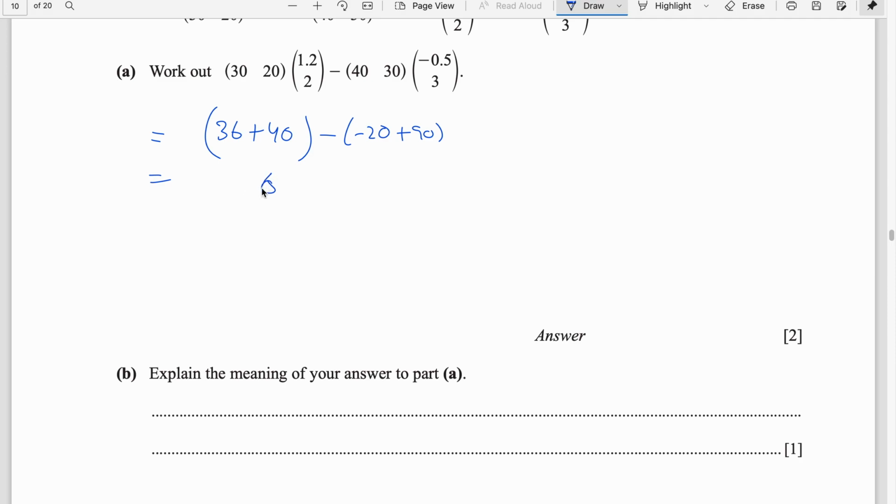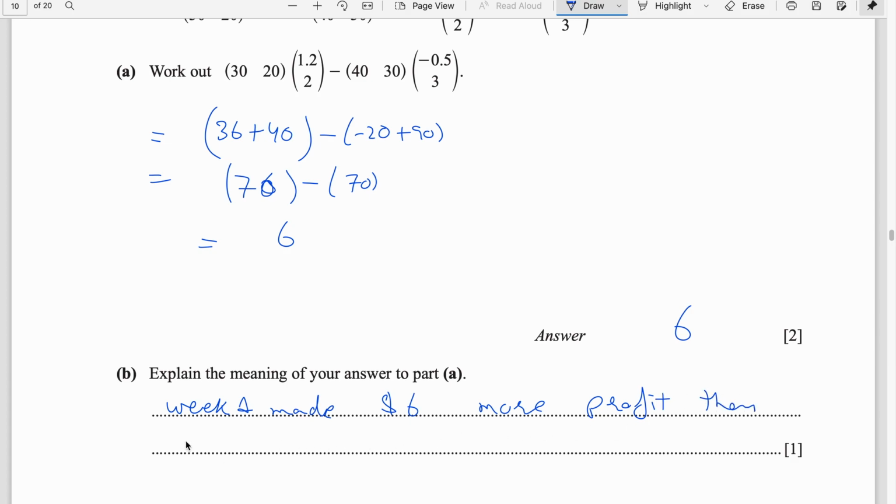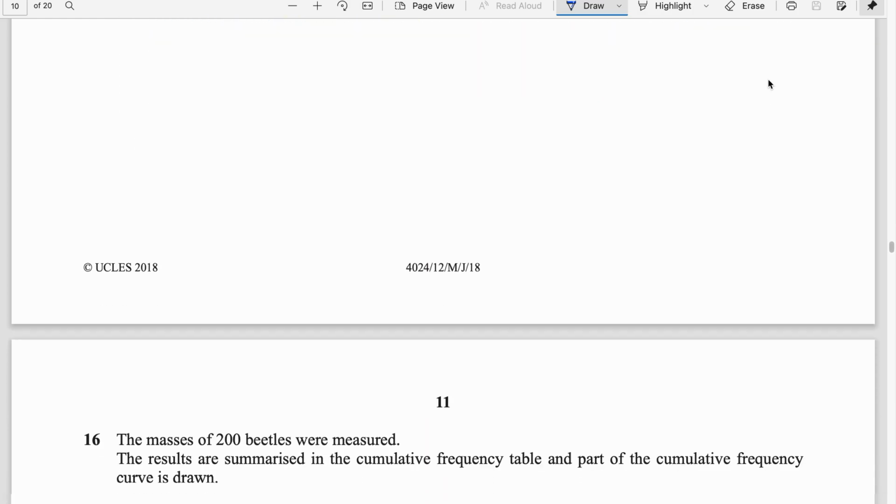76 minus 70. So that is an overall profit of 6. Explain the meaning of your answer. So this is week 1 actually made $6 more profit than week 2, or you can say that is also an overall profit of 2 weeks.